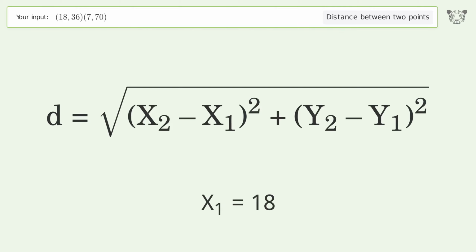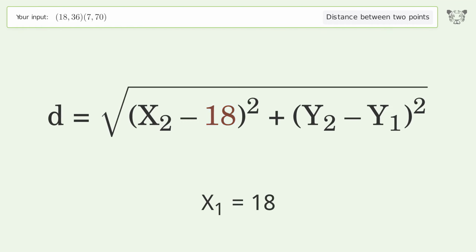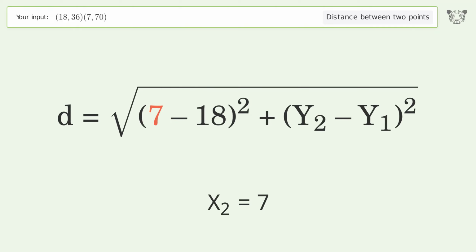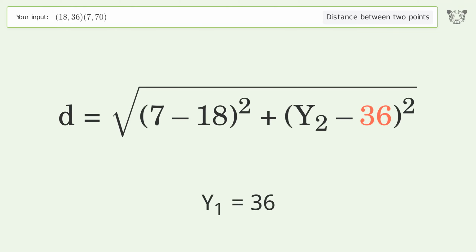x1 equals 18. x2 equals 7. y1 equals 36. y2 equals 70.